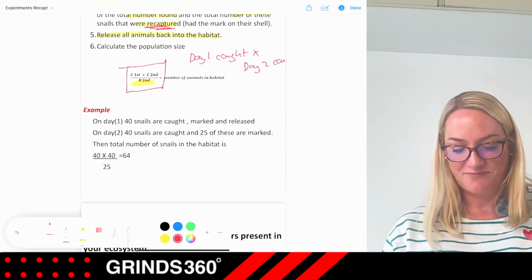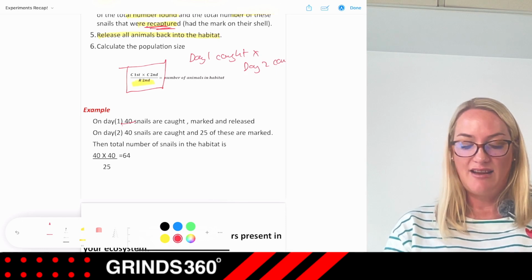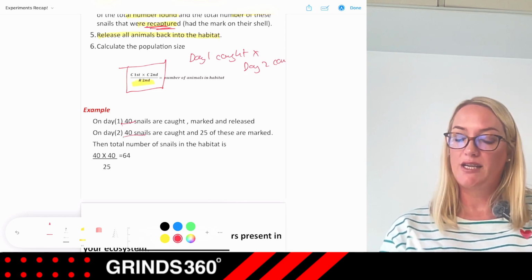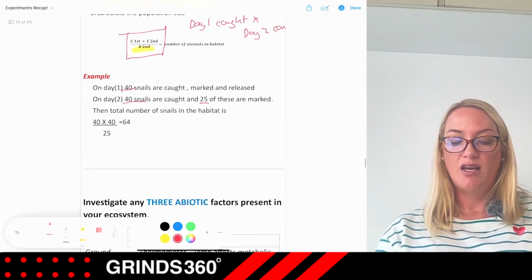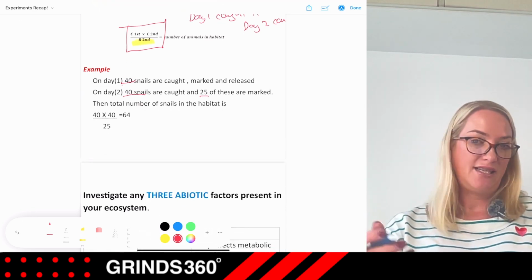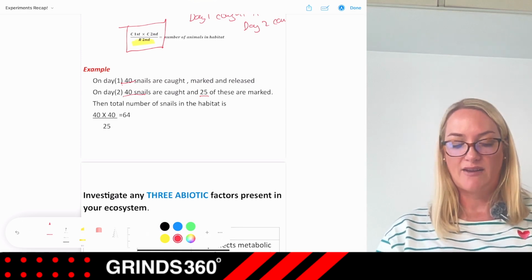So here's an example. On day one, I caught 40 snails, marked and released. On day two, I caught 40 snails, of which 25 had a mark on their back. So just keep it really simple. You could say on day one, I caught 3 snails. On day two, I caught 3 and 1 had a shell mark on its back. Just keep it very, very simple.